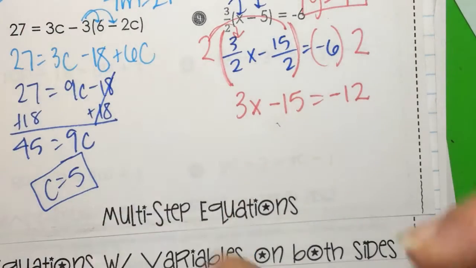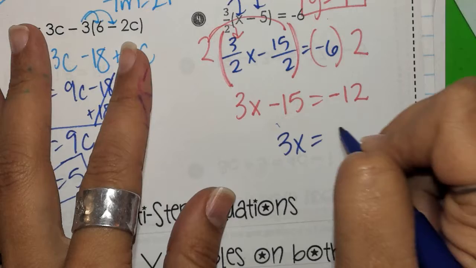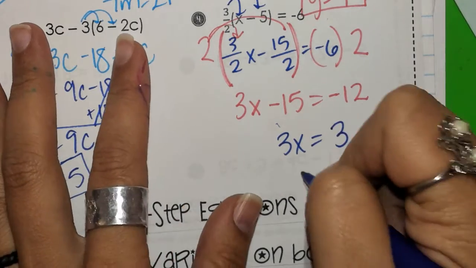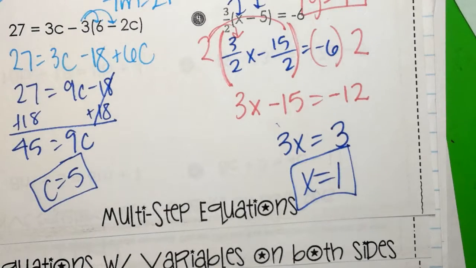All right, so what do we do from here? You add 15 on both sides. And 3x equals? And x equals? So is it okay if you did it different and got the same answer? Yes, that's what I did.